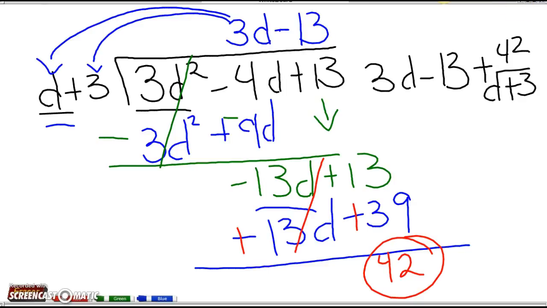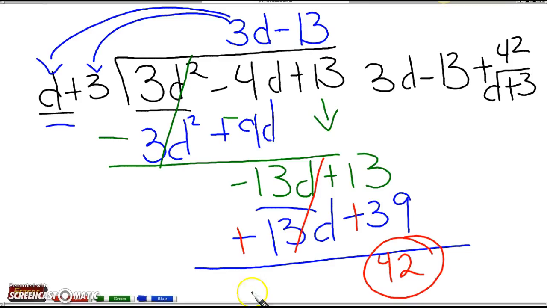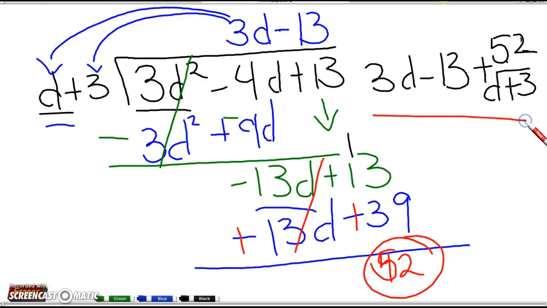So let's see if they got the same thing. 52. I am so sorry. Yep, I'm sorry. I forgot to add the extra 1. Please, please, please forgive me. I make mistakes. Going too fast. Okay, so I get 52 is my remainder. So when I add 13 and 39, I get 52, not 42. Okay, so there's my final answer.